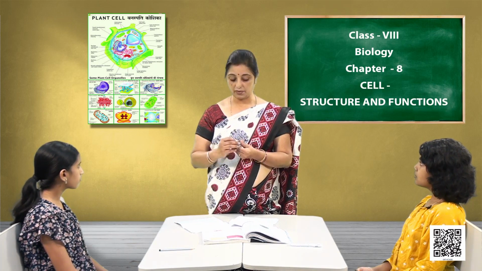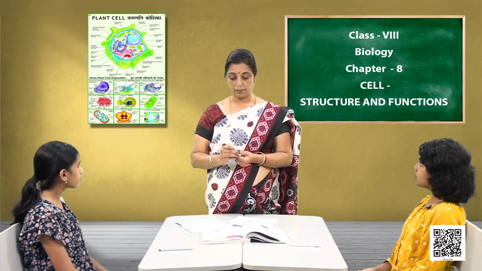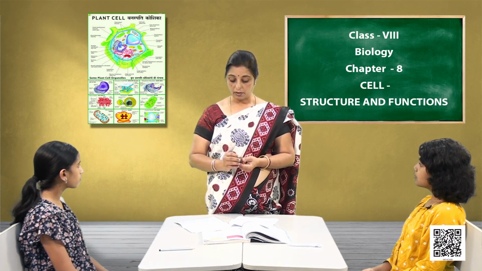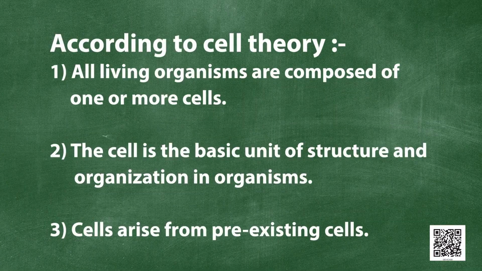After many findings, they generalized and proposed the cell theory, which was postulated like this. According to the cell theory, all living organisms are composed of one or more cells. The cell is the basic unit of structure and organization in organisms. Cells arise from pre-existing cells.